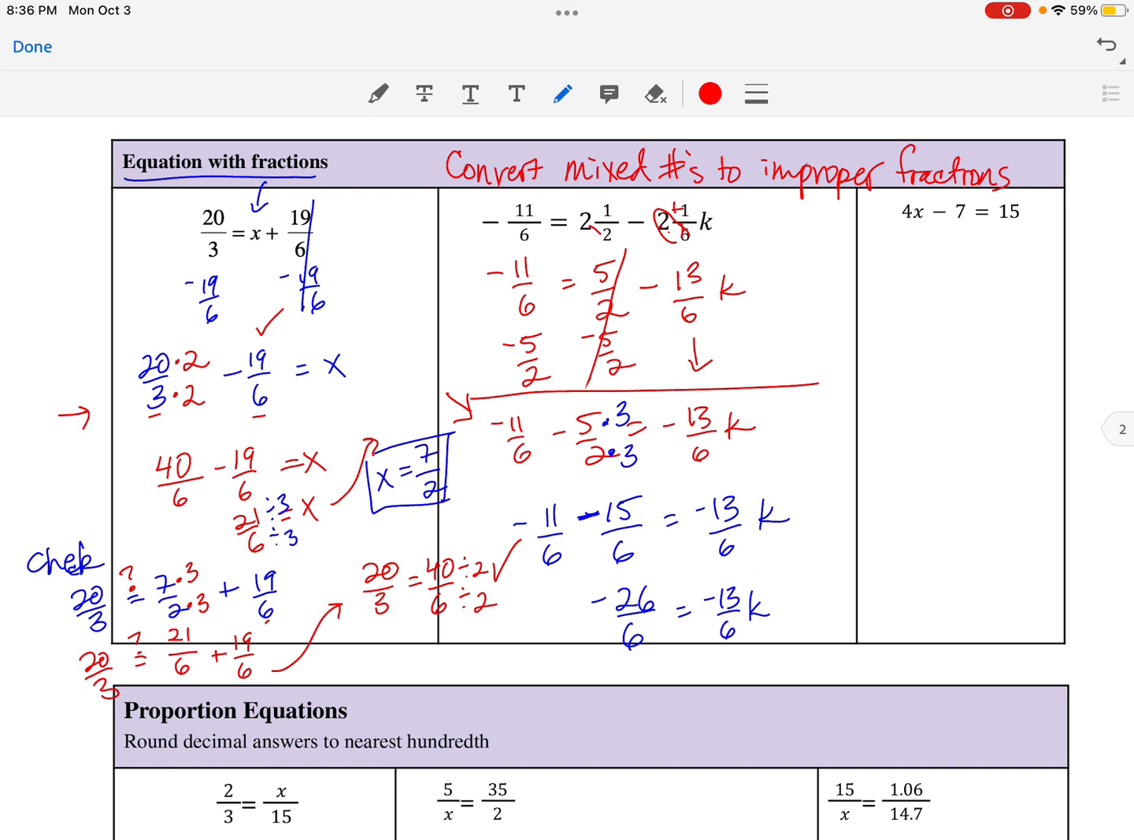We want just 1k. And a helpful technique when the variable is multiplied by a fraction and you want it to just be 1 is to actually multiply that variable by the reciprocal of the fraction. And we'll see why that's so helpful in a minute. So we're going to multiply this by negative 6 over 13. Reciprocals have the same sign as each other, but the numerator and the denominator are reversed. And so, of course, we've got to do the same thing to this side.